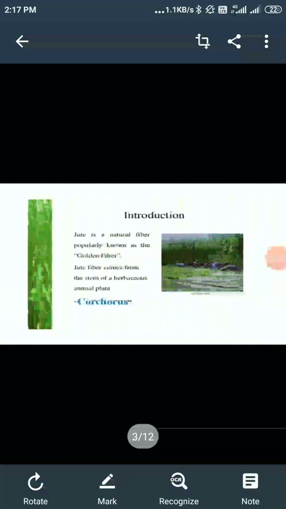Jute is a natural fiber popularly known as golden fiber. Jute fiber comes from the stem of a herbaceous annual plant which is known as Quercus.